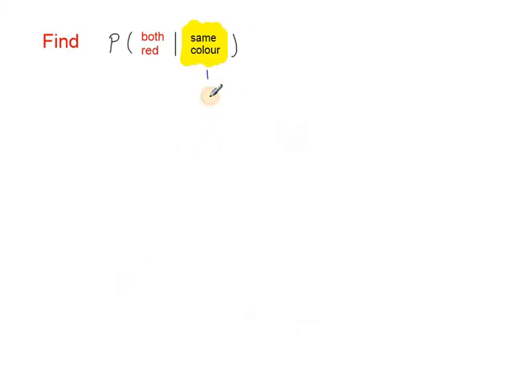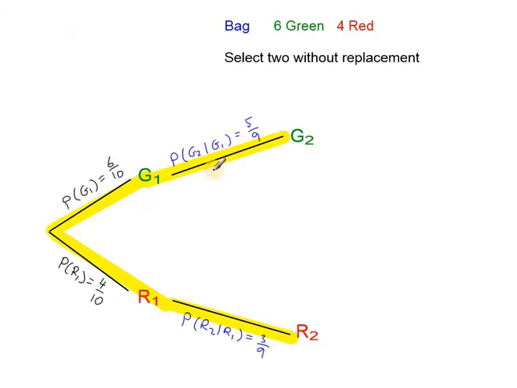So the probability first that they're both the same color, 6/10 times 5/9, or 4/10 times 3/9. It's either green, green, or red, red. That's all I've got down here. So it's either that path or this one, and the or represents the plus here. So that all goes into the denominator.